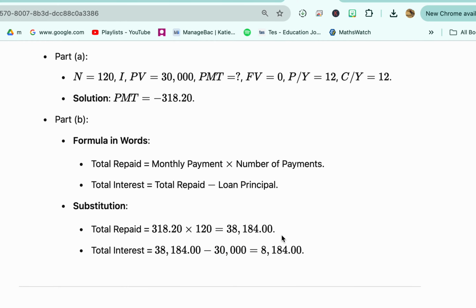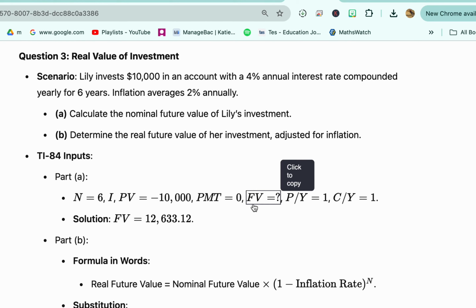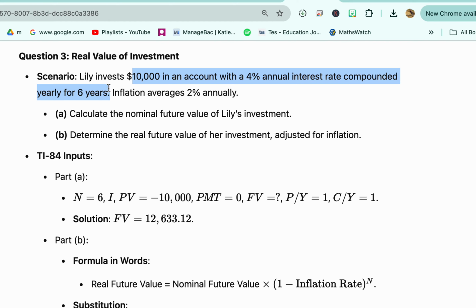Now we are going on to question 3. In question 3, we're getting a little bit more tricky for here. It says 10,000 into an account with a 4% annual interest rate compounded yearly for 6 years.